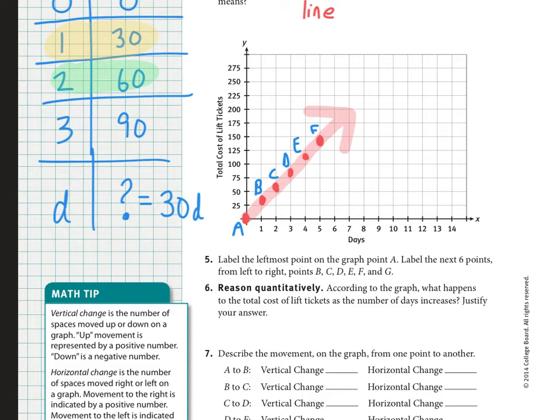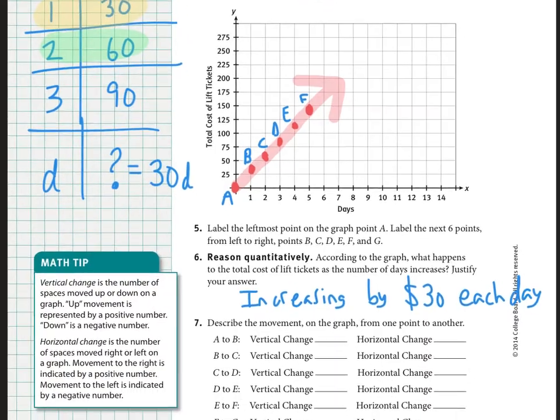So according to the graph, what happens to the total cost as the number of days increases? So as we go from 0 days to 1 day, from 1 day to 2 days, from 2 days to 3 days, what does it appear is happening to the cost? Well, the cost is increasing by $30 each day, isn't it? Okay, so that shouldn't be too surprising, right? We know it costs $30 per day. So as the days increase, our cost should increase as well.